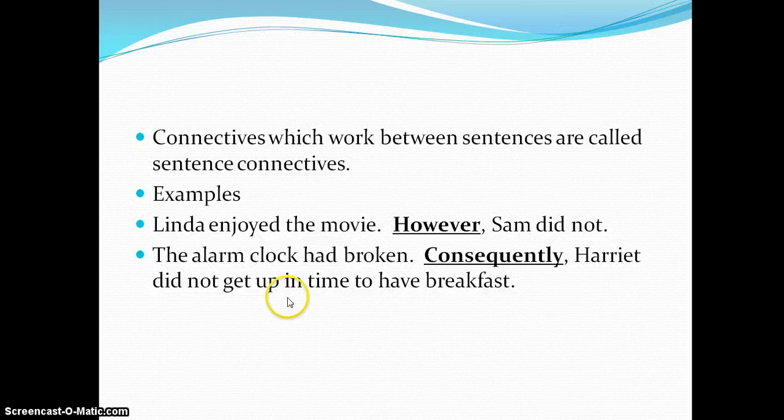The alarm clock had broken. That is one sentence. Consequently, Harriet did not get up in time to have breakfast. This is another sentence. We're using consequently to show the relationship between these two sentences, to show that Harriet not getting up to have breakfast is because the alarm clock had broken. That is why we have consequently here, to show the relationship between both of them, okay?